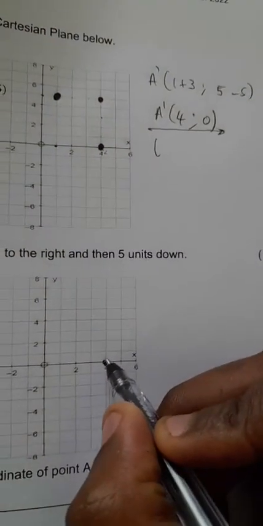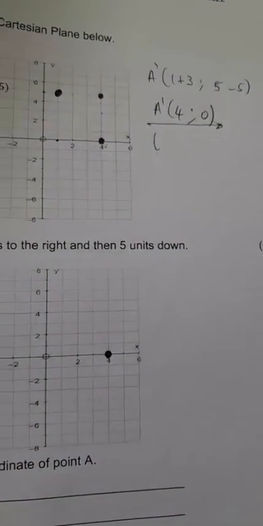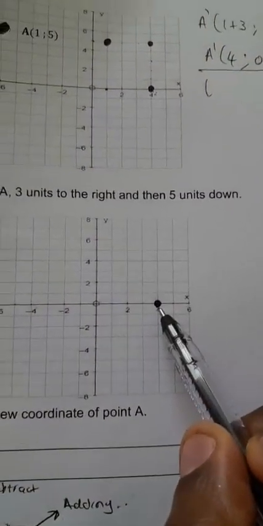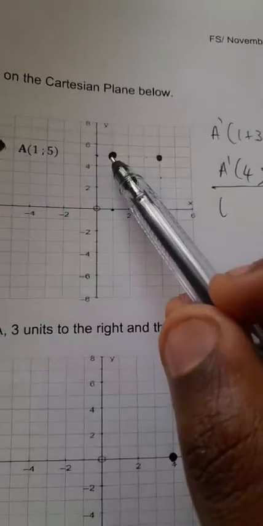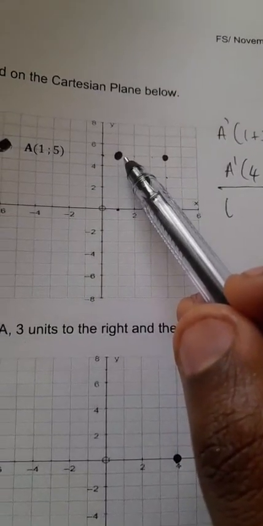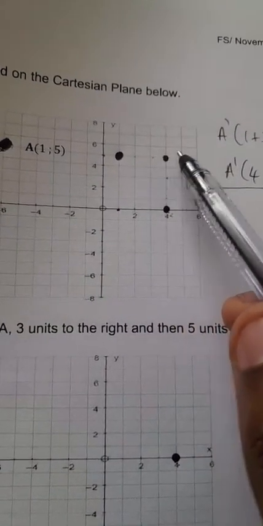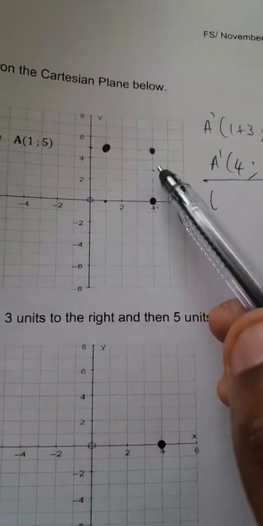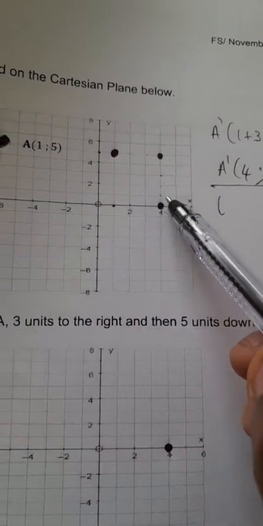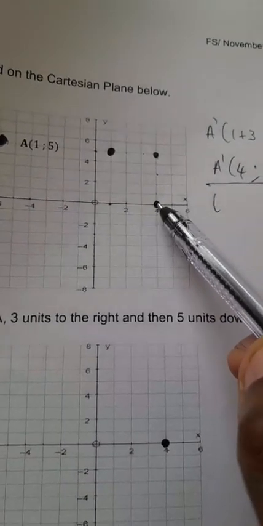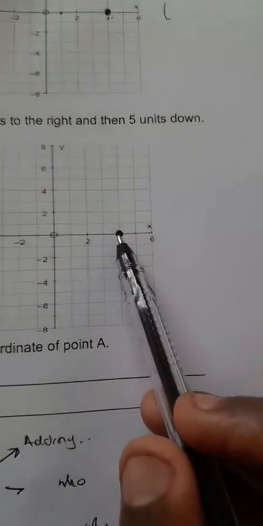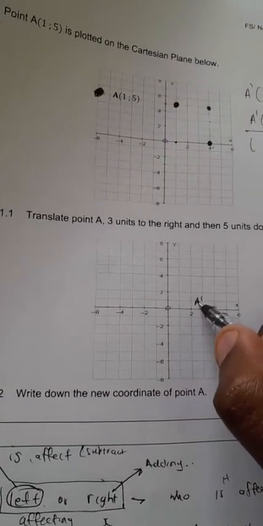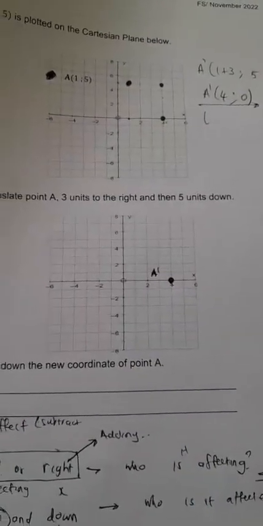This is basically where we would have our image. We need to show that on the diagram. This is where the point would be, all right? And you saw what I did. I moved 3 units to the right as they asked. 1, 2, 3. And then I moved 5 units down. 1, 2, 3, 4, 5. So we are here. There, guys, my new image of A, right?